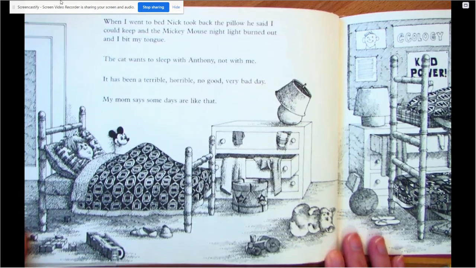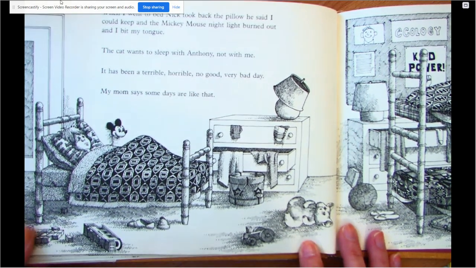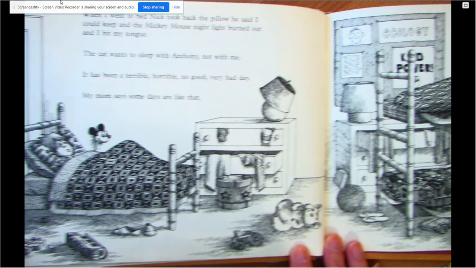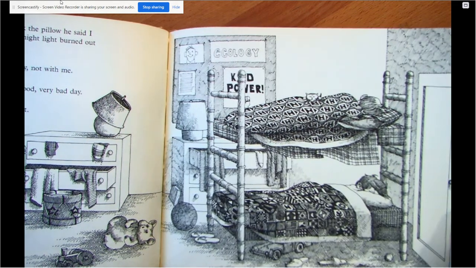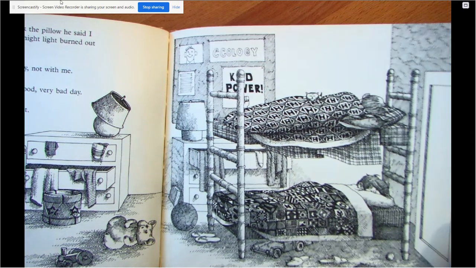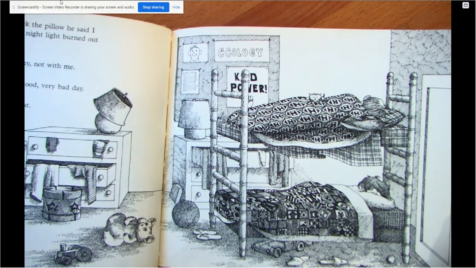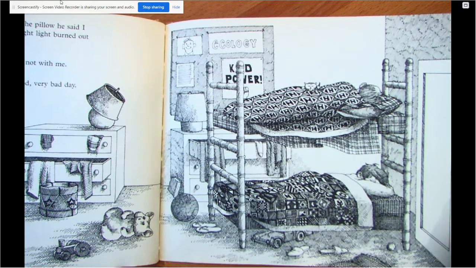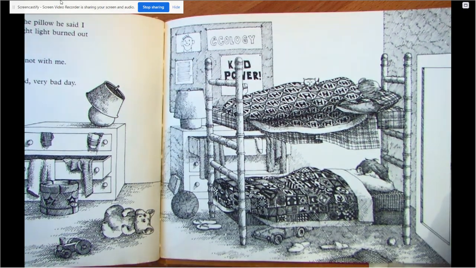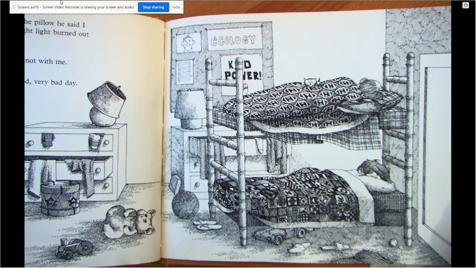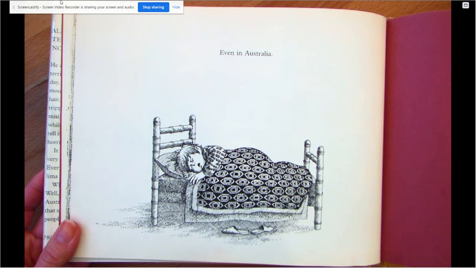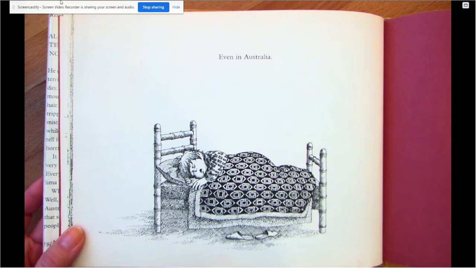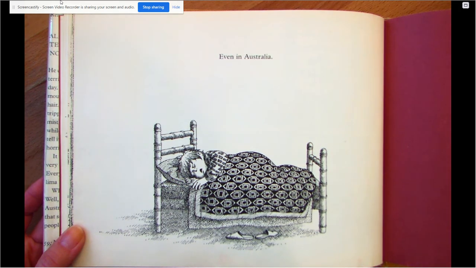Looks like he's got a messy room. So pick up his things. I wonder if your room might look like that. There are his brothers. Looks to me like they share a room. Maybe some of you share a room. Maybe you have some of the same toys. Even in Australia, right? Everybody has a bad day. So if he goes to Australia, he might have a bad day there too.